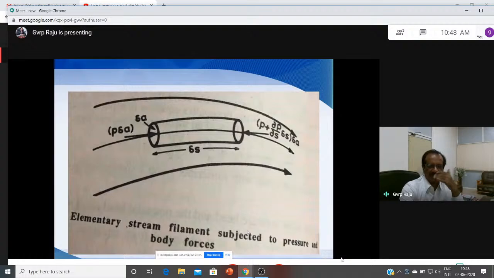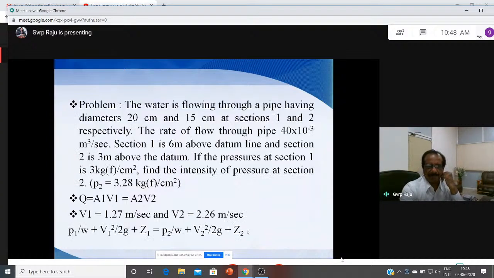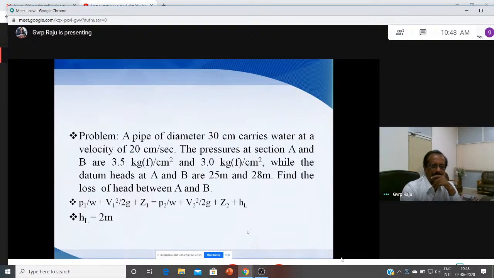This is the Bernoulli equation, streamline we have discussed, and these are the steps for finding out the Bernoulli equation, and the problem we had discussed yesterday.